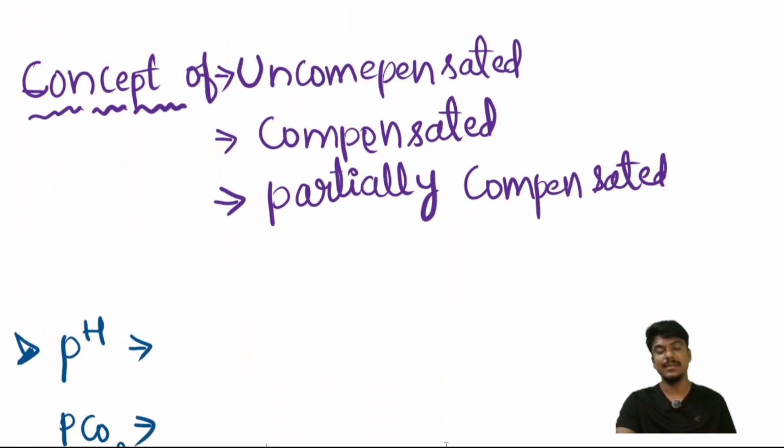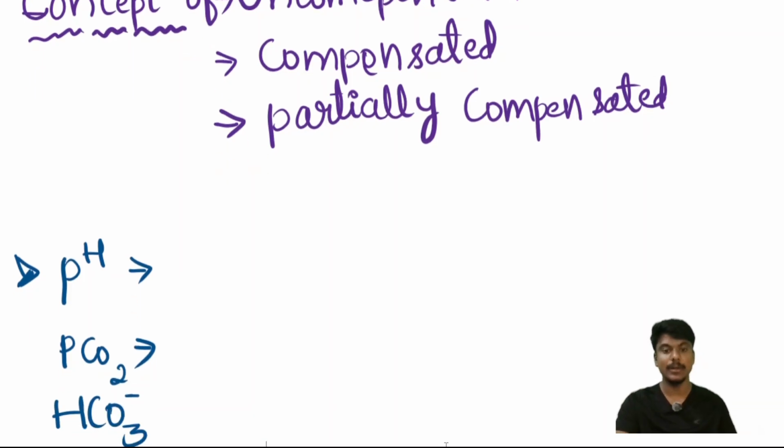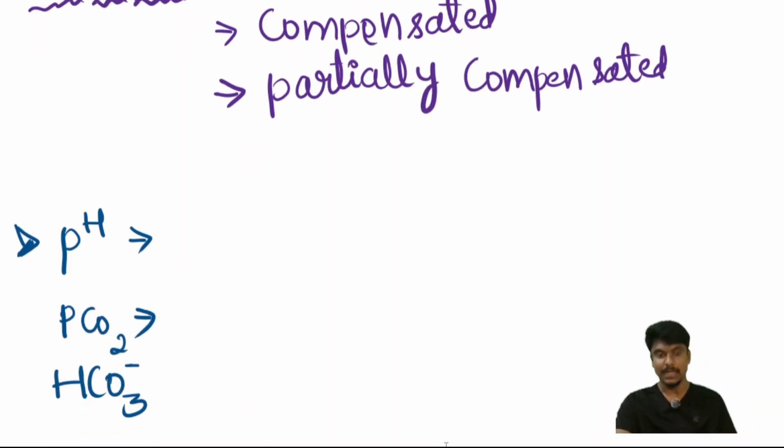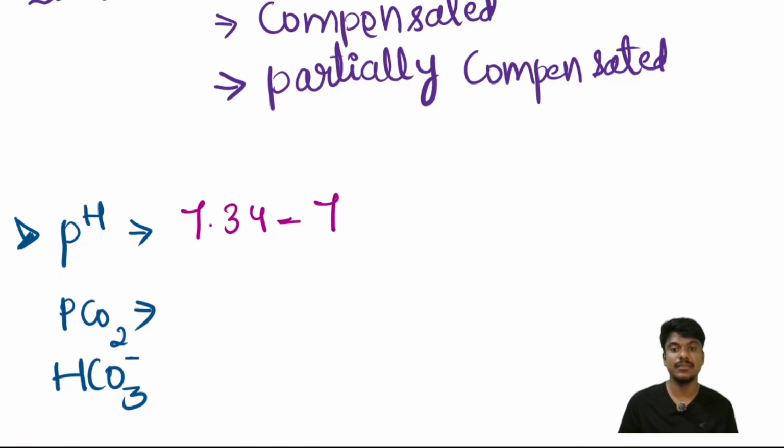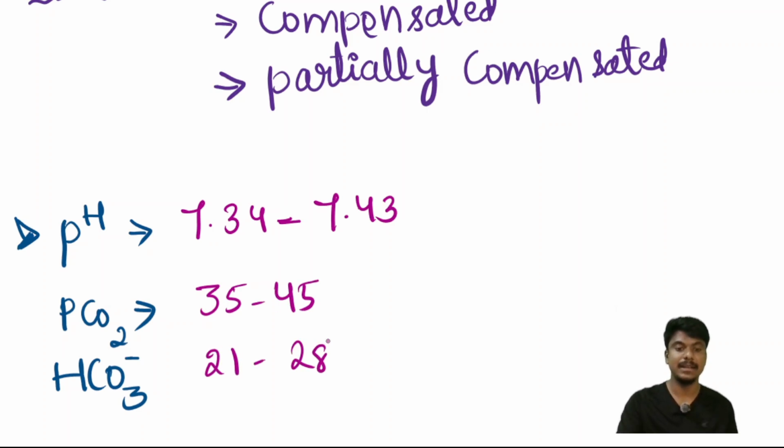I have taken four ABGs in this sample. Now we'll validate the ABGs one by one. First we'll go to normal. It should always be on the tip of your tongue: normal ABG pH will be 7.34 to 7.43. Normal PCO2 level will be 35 to 45 mmHg. Normal bicarbonate level will be 21 to 28 milliequivalents per liter.